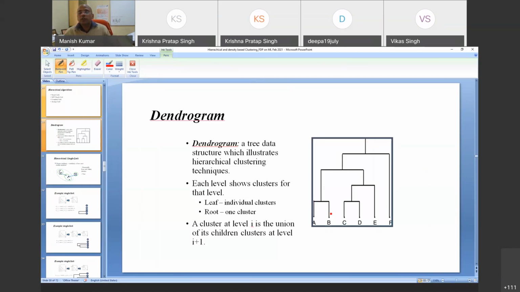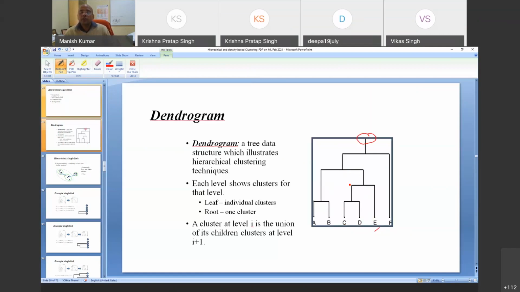depicts here is that A and B are joined because they are close enough, whereas C and D are close, then at the next level CD is close to E, so it is joined. Then it is found that CD is close to AB together, so it is joined, and then F is close to this particular subcluster, so it will be joined, and finally all the points will be here.